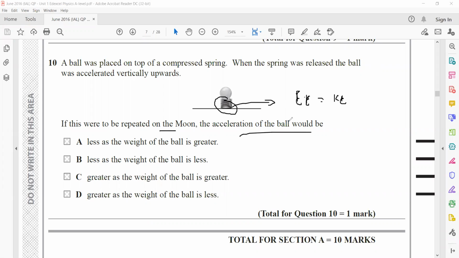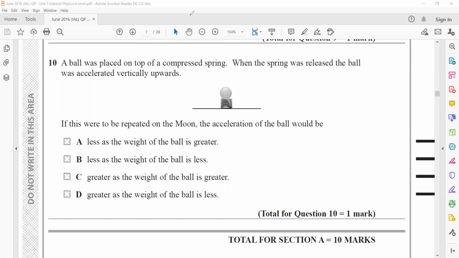The acceleration of the ball would be greater, because it has a smaller weight, since the acceleration due to gravity is smaller, so the force opposing its motion is smaller. That's why the resultant force is higher, and it will have a greater acceleration. So acceleration will be greater because its weight is smaller, the downward force is smaller.